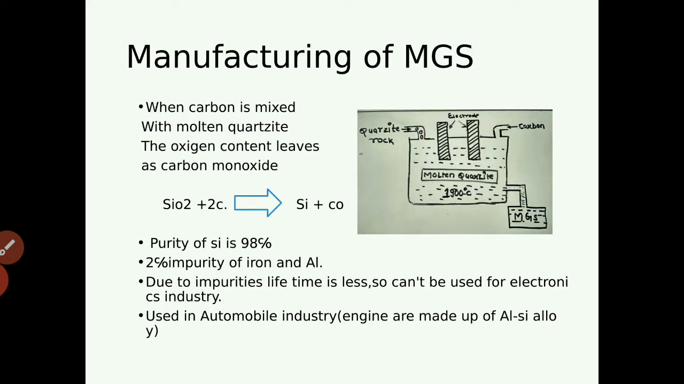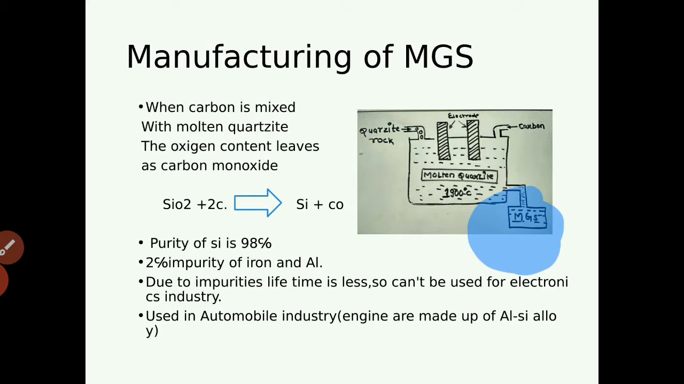In this process, we have a container where from one side we put our quartzite rock, and from the other side we put carbon, and we use two electrodes to maintain the temperature inside the container at 1900 degrees centigrade. At 1900 centigrade, our quartzite rock will convert into liquid form, and a reaction takes place between the SiO2 and carbon, and we form silicon. This type of silicon is metallurgical grade silicon, and we separate it out into another container.